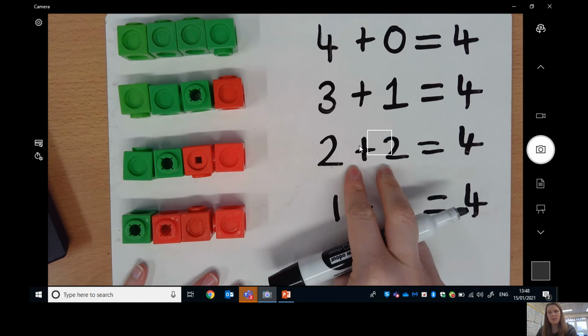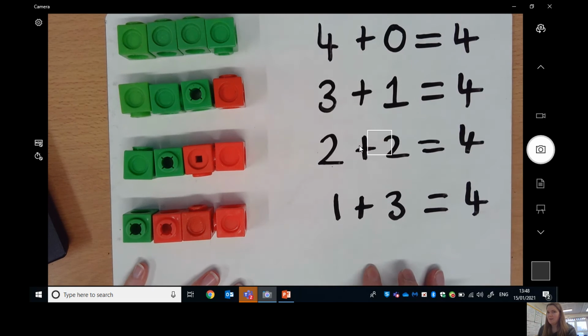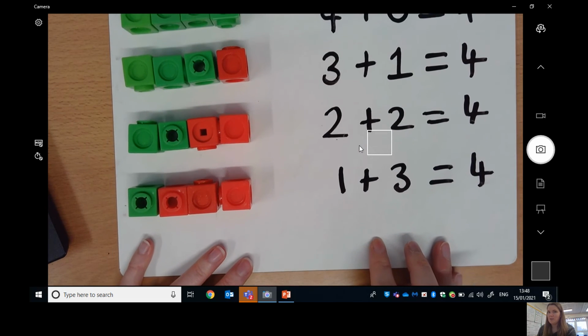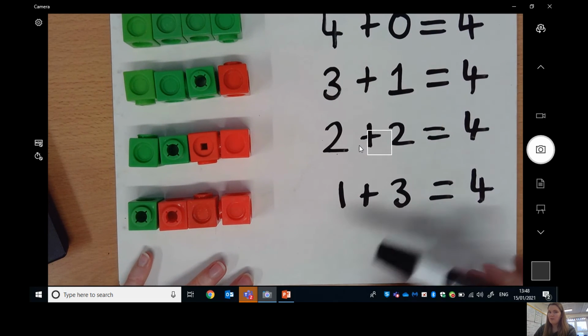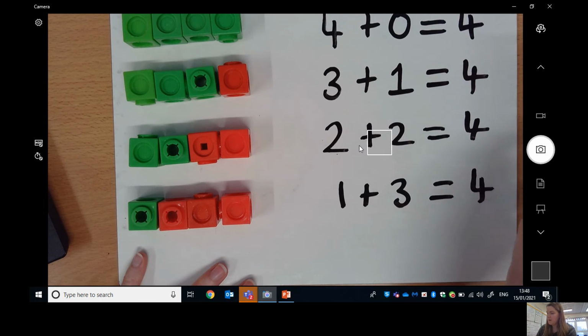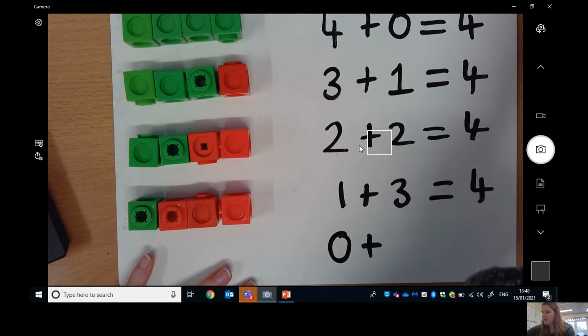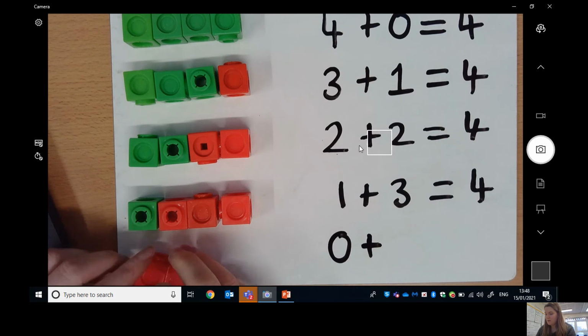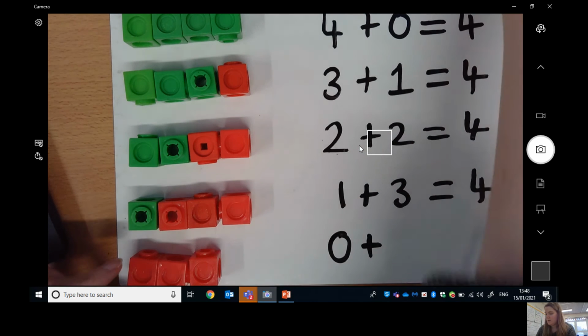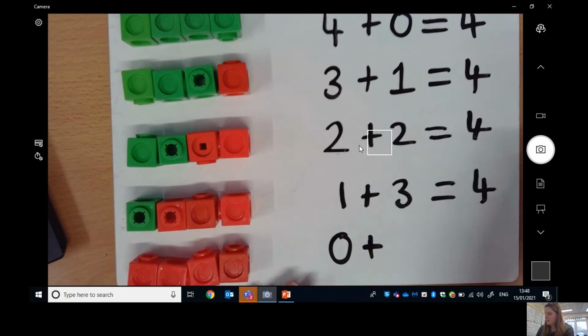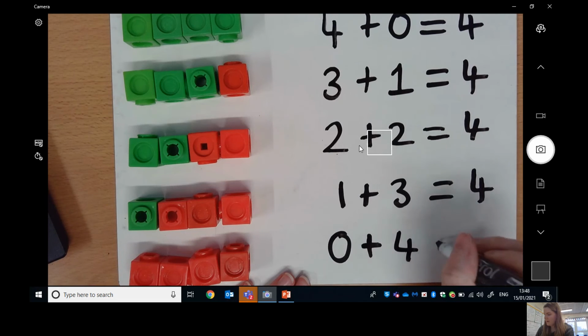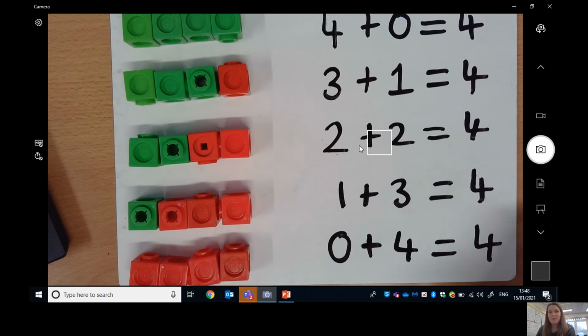Can we flip the numbers on these? No, we can't, because it would be the same sum. However, we can here, and that's what we're going to do right now. So this time, I'm going to start with 0, and I'm going to add 1, 2, 3, 4. 0 plus 4 equals 4.